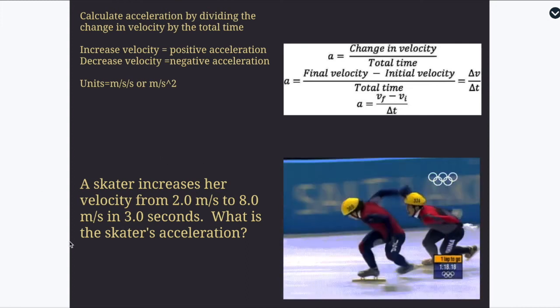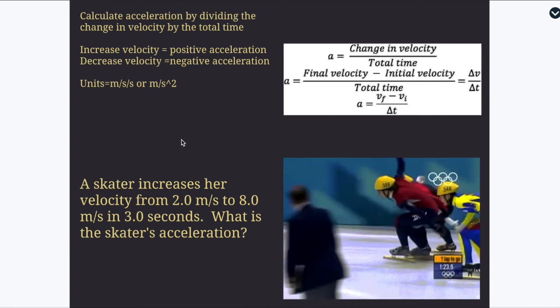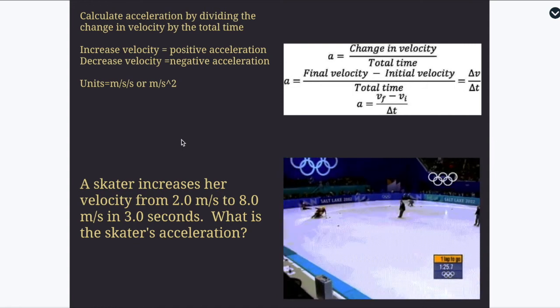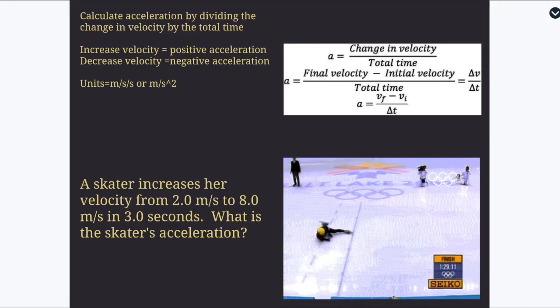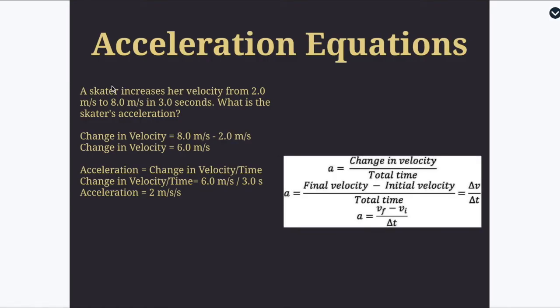So let's go ahead and try a practice problem. A skater increases her velocity from 2 meters per second to 8 meters per second in 3 seconds. What is the skater's acceleration? Well, let's go through this. We have our final velocity here at 8 meters per second, our initial velocity here at 2 meters per second, and our time is 3 seconds. So we have everything we need to solve this equation.